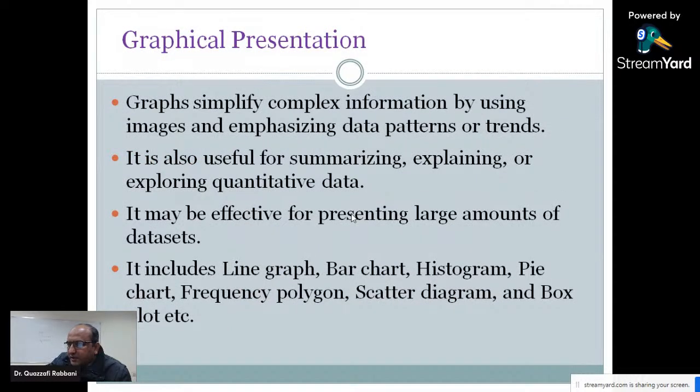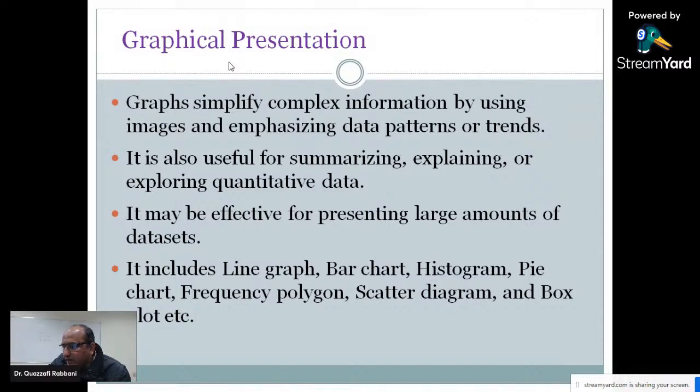Now the next is graphical presentation. This is a very popular presentation. Graphs simplify complex information by using images and emphasizing the data pattern or trend. It is also useful for summarizing, explaining, and exploring quantitative data. It may be effective for presenting a large amount of data.